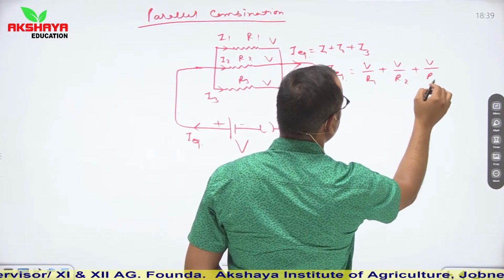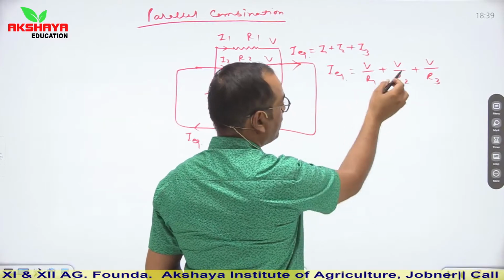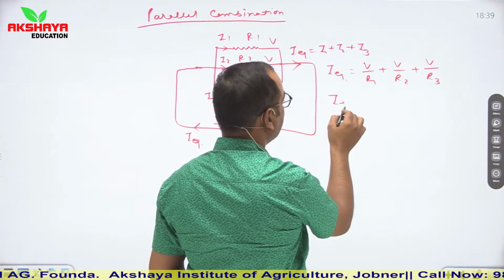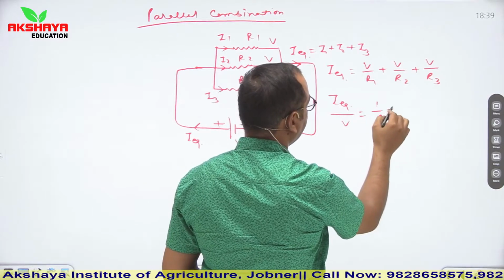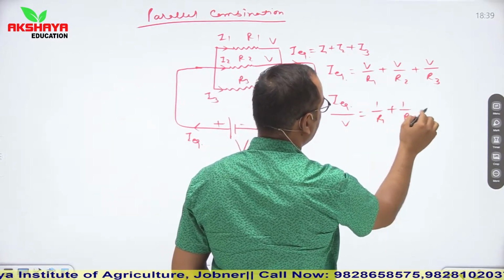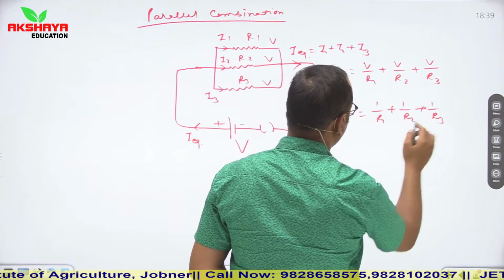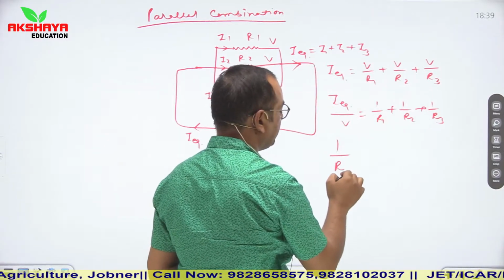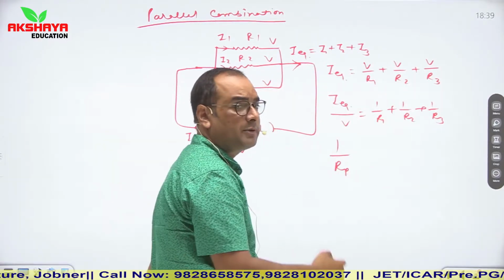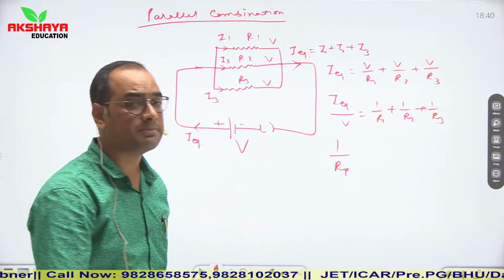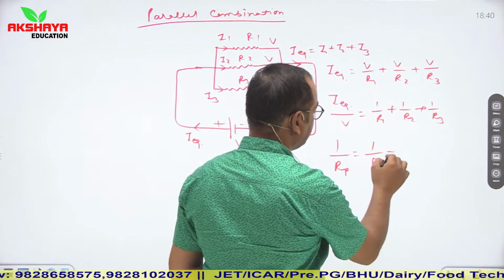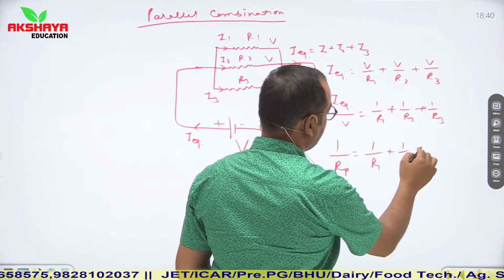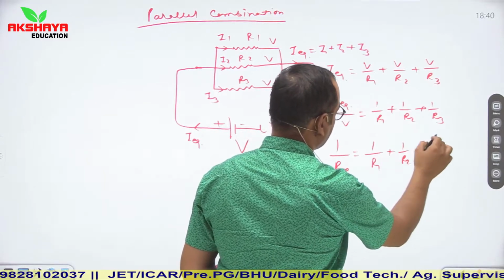And in case of third resistor, it is V upon R3. So if we take V as common, then I equivalent upon V is equal to 1 upon R1 plus 1 upon R2 plus 1 upon R3, or we can say that 1 upon Rp. P means parallel. So Rp is representing equivalent resistance in parallel combination. So 1 upon Rp is equal to 1 upon R1 plus 1 upon R2 plus 1 upon R3.